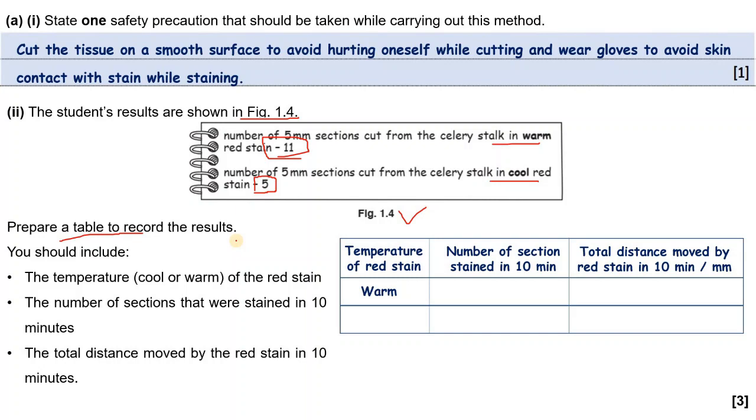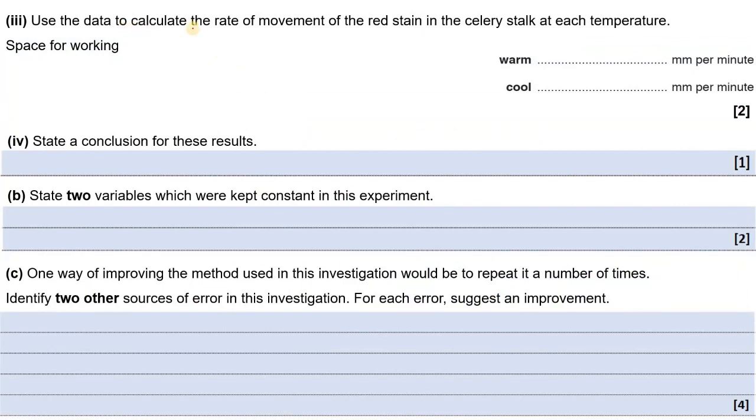First, for warm temperature, the number of sections stained in 10 minutes will be 11. Now, the distance traveled will be calculated as, if one section is 5 mm, then 11 sections are taken. So, the distance will be 11 multiplied by 5, that becomes 55 millimeter. Same way for the cool temperature, the number of sections stained will be 5 and the total distance traveled will be 25 millimeter.